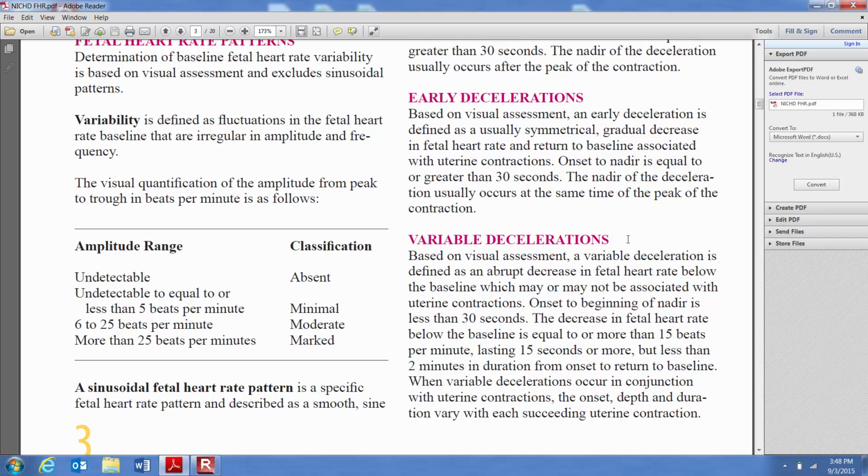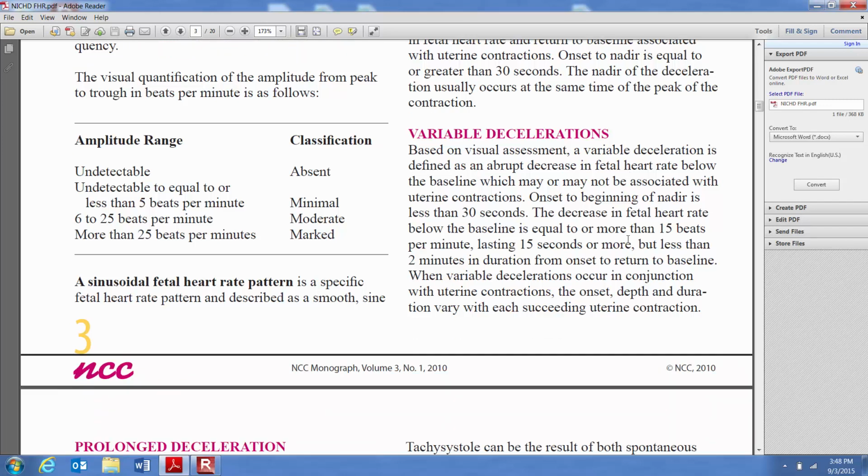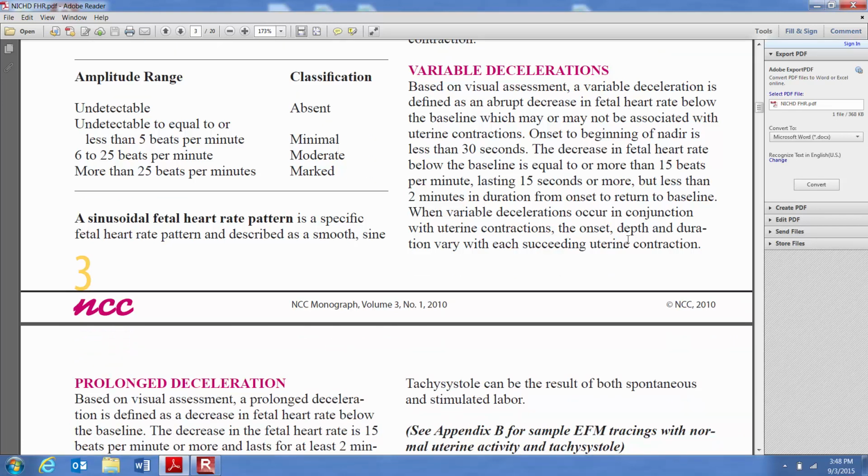Make sure your table is set up, make sure your team is ready, and then just wait until she's ready to push. Now, variable decels tell us there's cord compression. When the woman has a contraction, the uterus is squeezing, the cord might be laying in a position where it's getting compressed against the uterus and the baby's body, and you will see a deceleration that's called a variable deceleration.